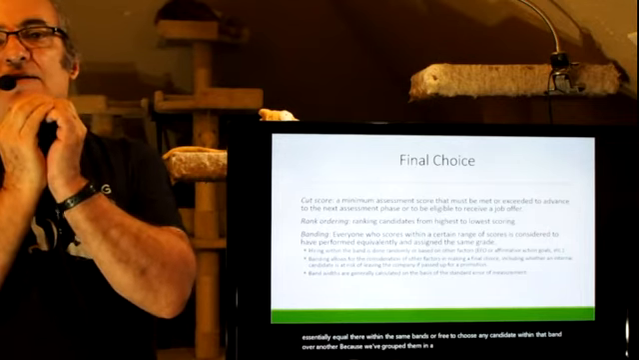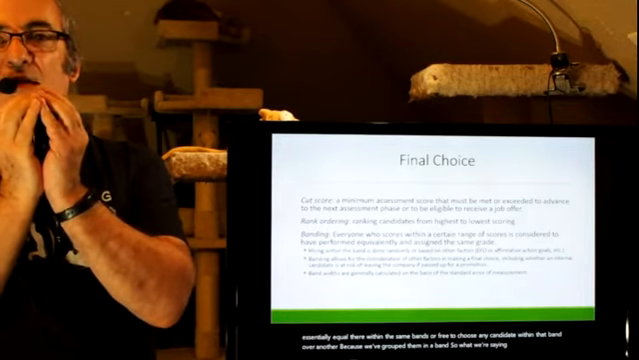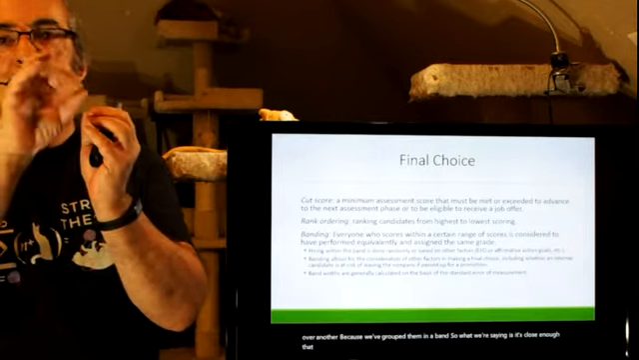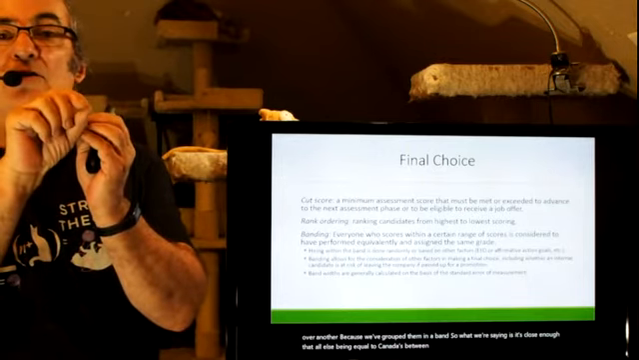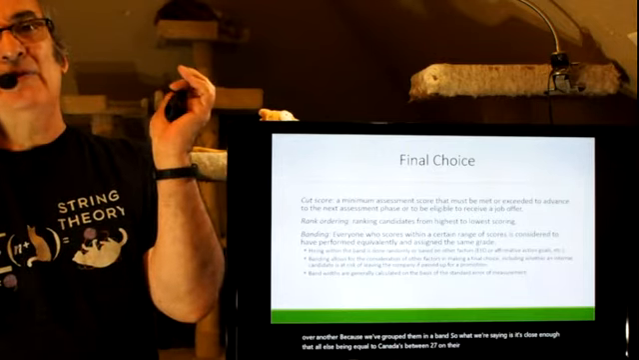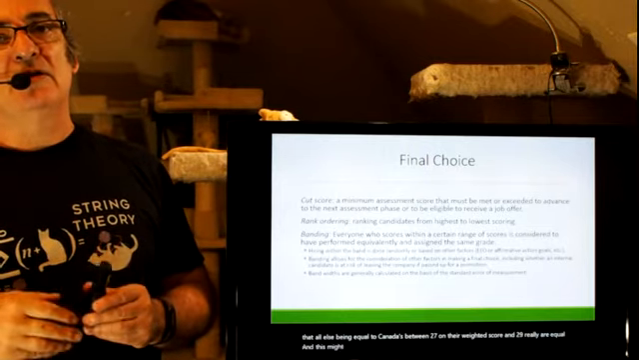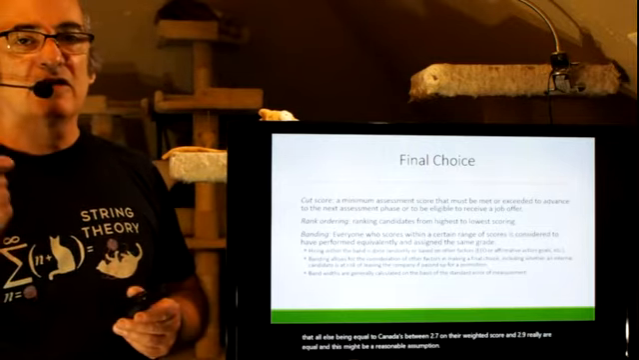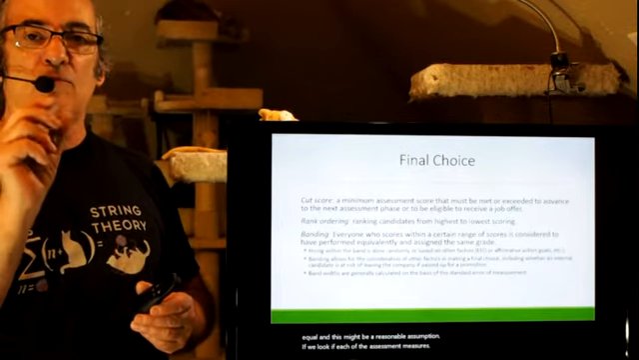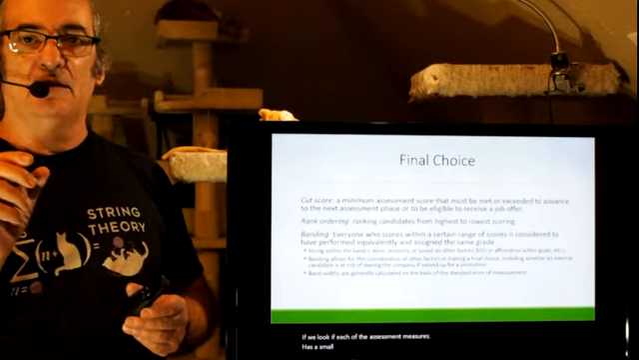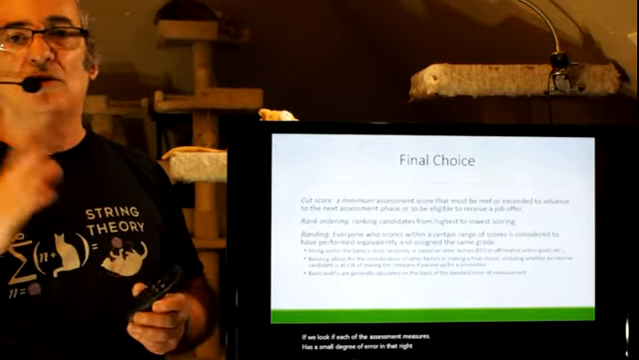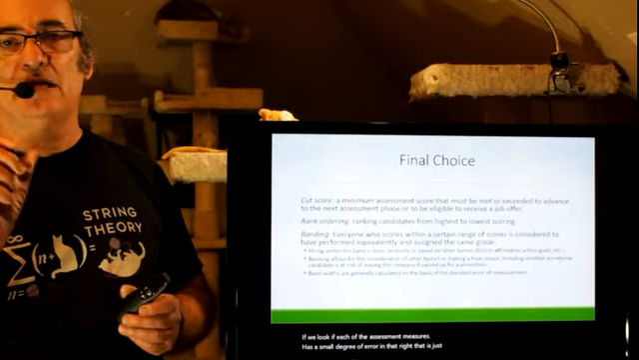So what we're saying is it's close enough that, all else being equal, the candidates between 2.7 on their weighted score and 2.9 really are equal. And this might be a reasonable assumption. If each of the assessment measures has a small degree of error in it, that is just normal variability within each measure.